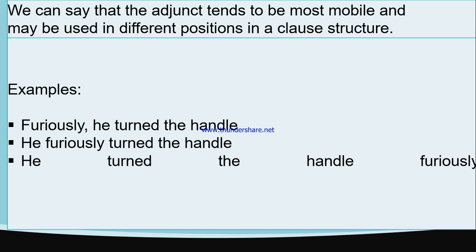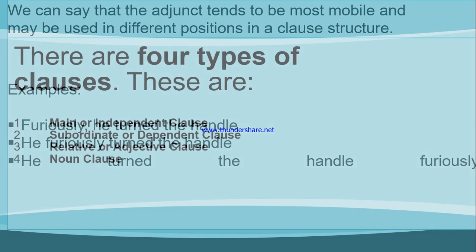We can say that the adjunct tends to be most mobile and may be used in different positions in a clause structure. For example, furiously he turned the handle. It can come in the beginning, it can come in the end, or it can come after the subject. Furiously he turned the handle. He furiously turned the handle. He turned the handle furiously.